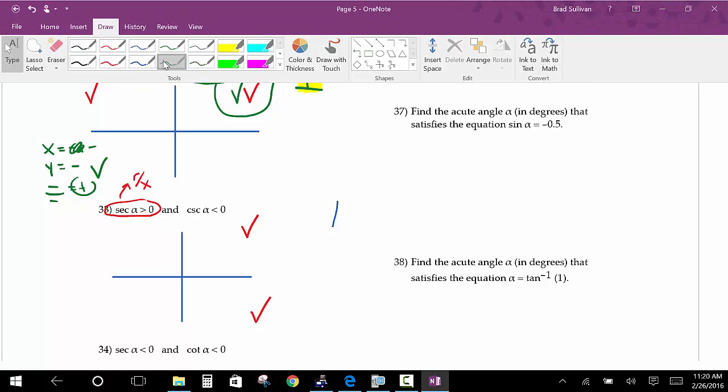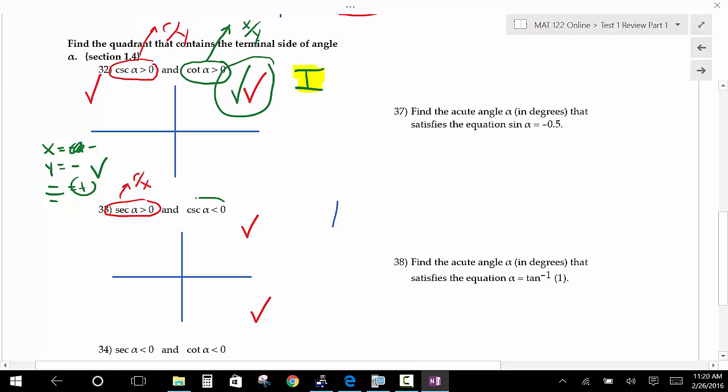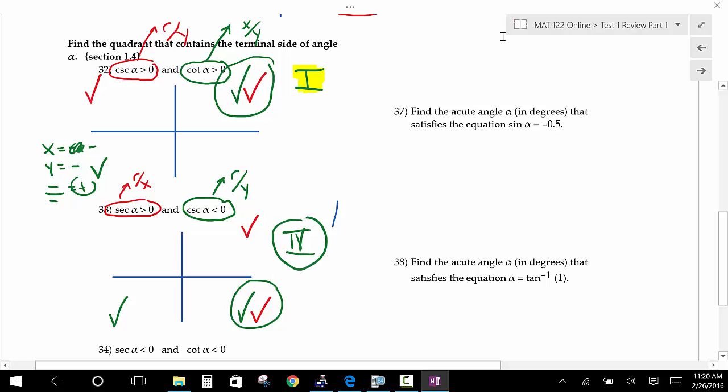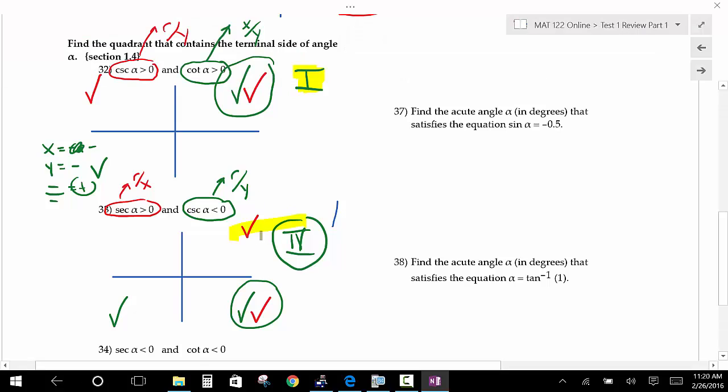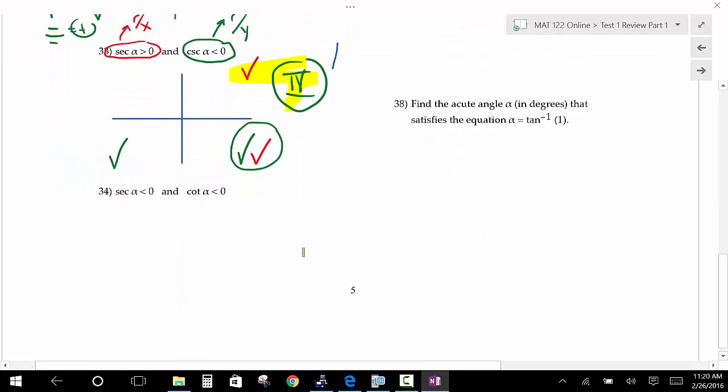When we look at the next condition, we're looking at where the cosecant is negative. The cosecant is r over y. So the question is, where is y negative? Y is negative downstairs, like that. Where did the two checks overlap? They overlapped there. So that means the answer to this problem must be quadrant 4. That's where those two conditions basically overlap one another. So that'll give the answer to that problem.